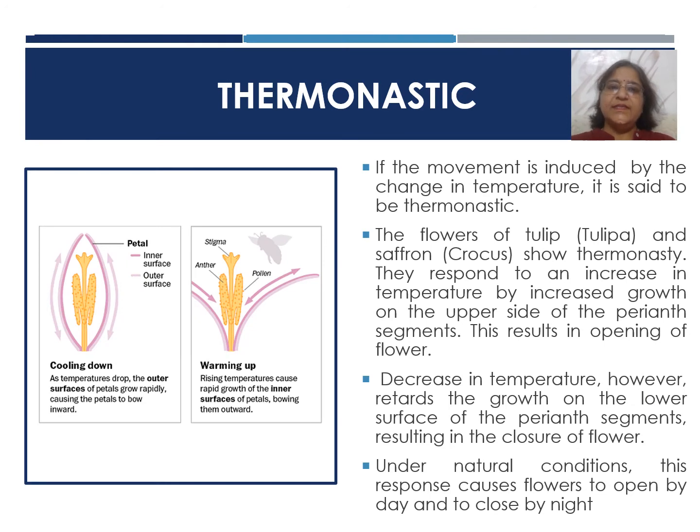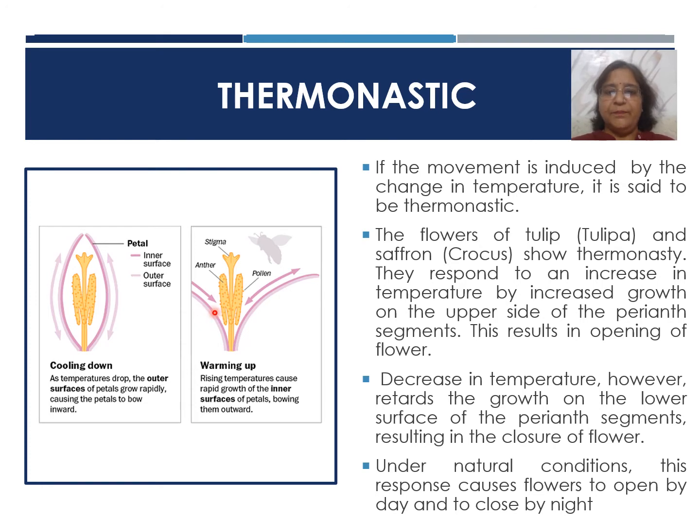Thermonastic. As the name itself indicates, this type of movement is because of the change in the temperature. So, if the movement is induced by the change in the temperature, it is the thermonastic movement. The flowers of tulip and saffron show thermonasty. They respond to an increase in the temperature by increased growth on the upper side of the perianth segments. This is the upper side of the perianth segment and this is the lower side.